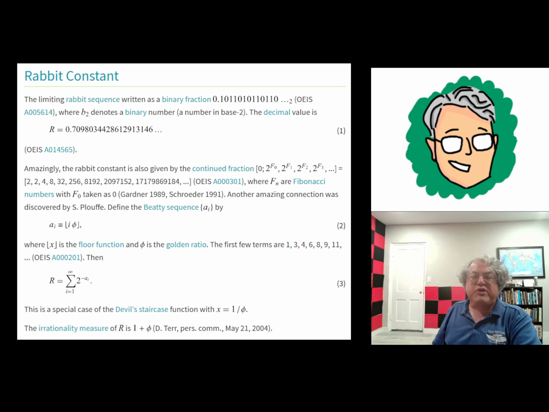I think they really should call this thing the rationality measure, because the bigger the irrationality measure is, the easier it is to approximate these numbers by rational numbers. And it turns out that the rabbit constant is easier to approximate by rational numbers than most irrational numbers are. The value of this irrationality measure is approximately 2.618. So it's bigger than 2. 2 is normal. There are other irrational numbers that have an even bigger irrationality measure. As a matter of fact, I think the irrationality measure of e is infinity. But anyway, I just thought I'd mention that.